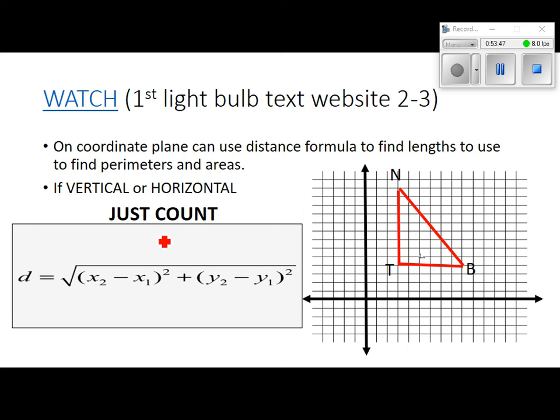Name me a side in this triangle. TN. Segment TN. How could we find the length of segment TN? Do you count with your finger?